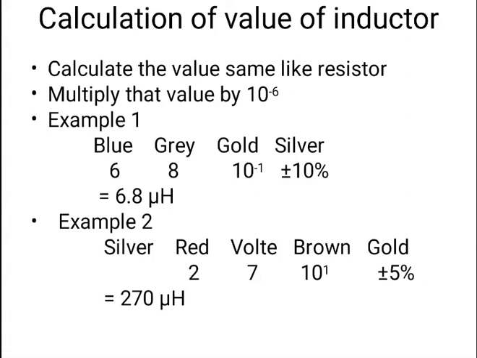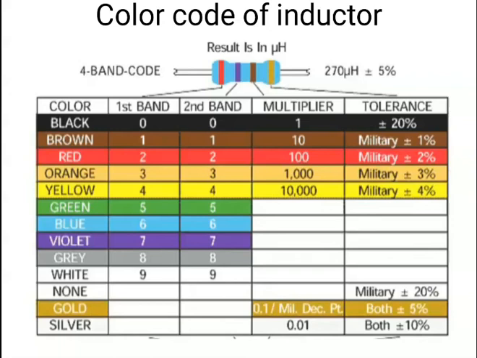And what does the last band show? It always shows the tolerance. Tolerance is nothing but plus or minus 10%. If you see the chart, silver has a tolerance of 10%. You can see it in the last column of the chart, the tolerance band.